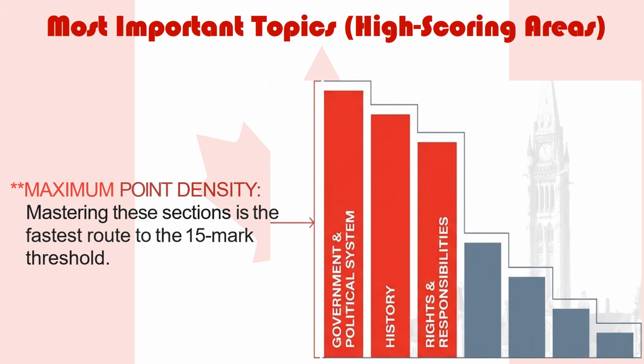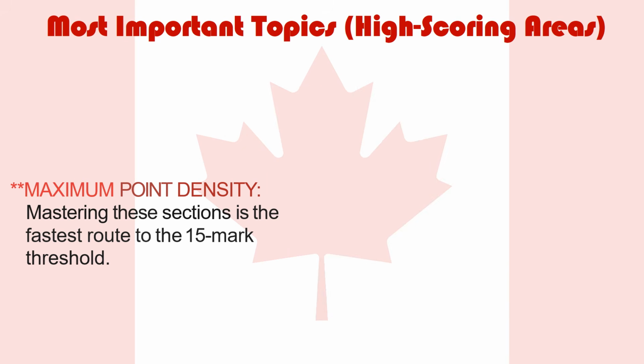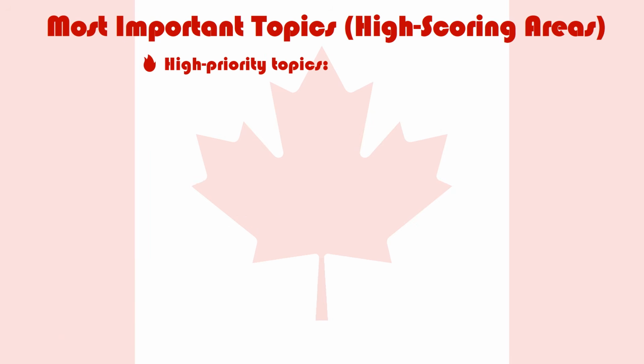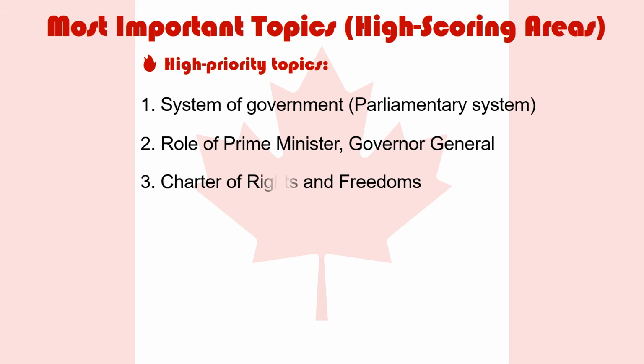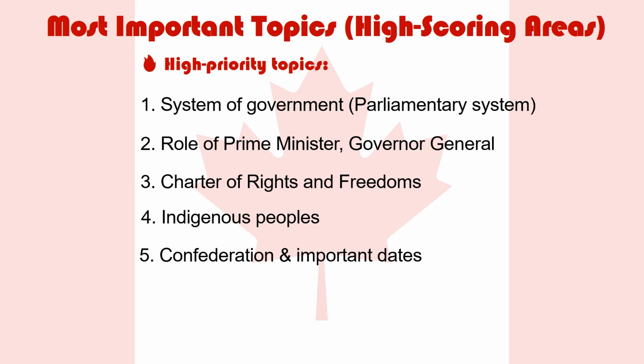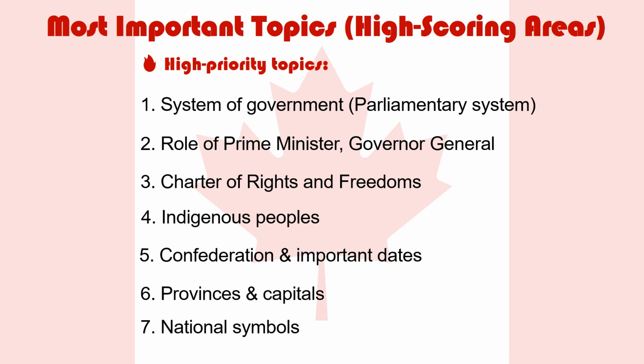Let's discuss the most important topics now. Now listen carefully. This part is very important. Here, I'm going to discuss some high priority topics like system of government, parliamentary system which you need to read, role of Prime Minister, Governor General, Charter of Rights and Freedoms, Indigenous Peoples, Confederation and important dates, provinces and capitals, and national symbols. These topics are repeated again and again in the real test. So if you master these, you can easily score 15 plus marks.